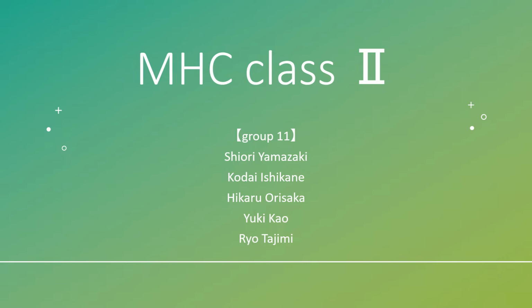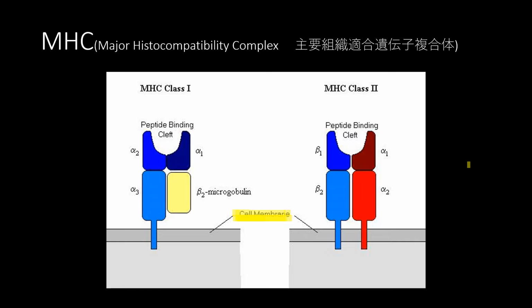This is Group 11. We are going to explain about MHC Class 2. There are several types of MHC, and today I will be comparing MHC Class 2 and MHC Class 1. Both of them have peptide binding sites and they are on cell membranes.